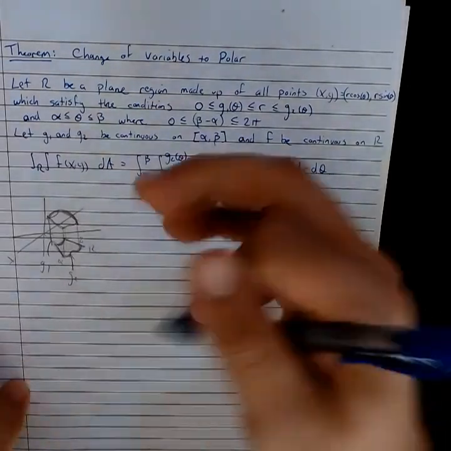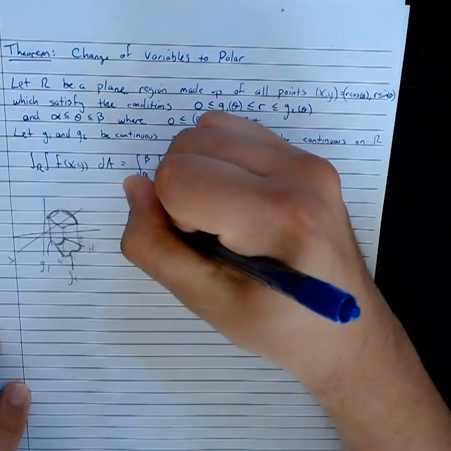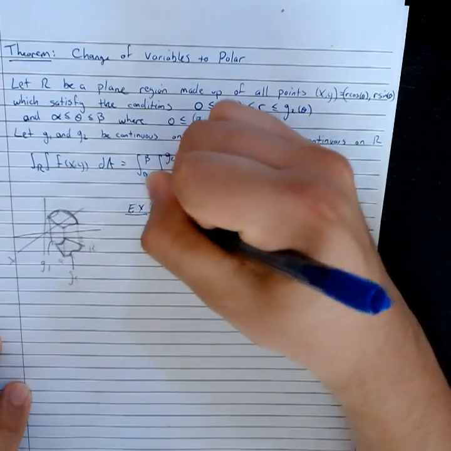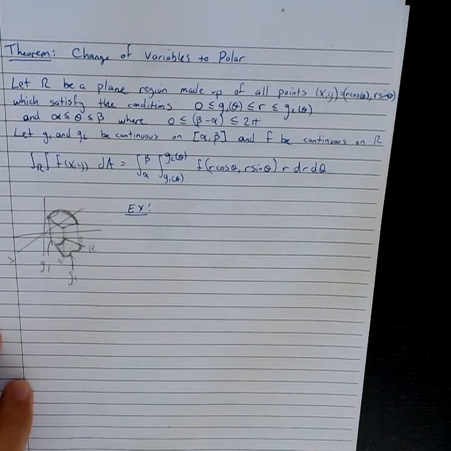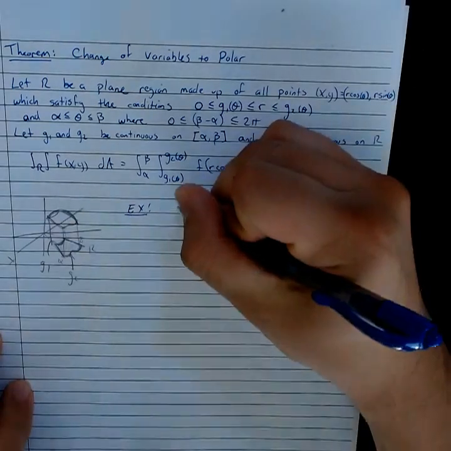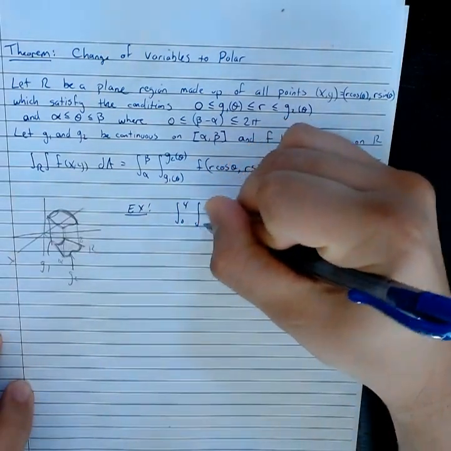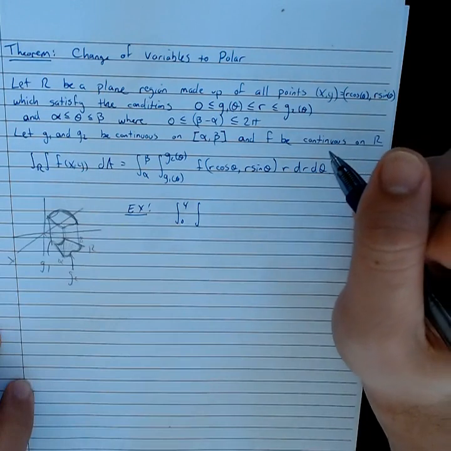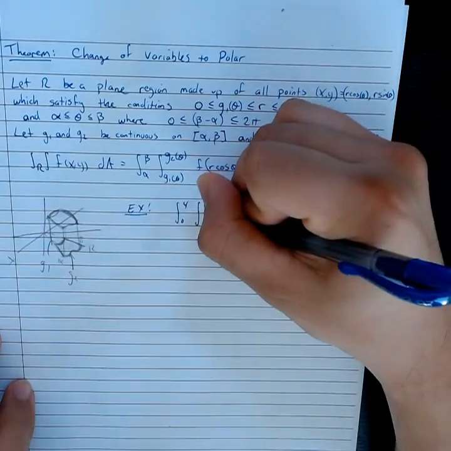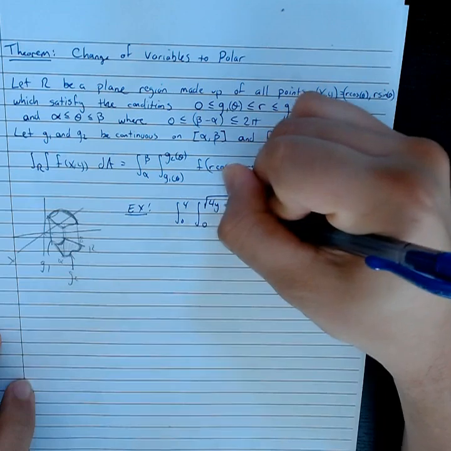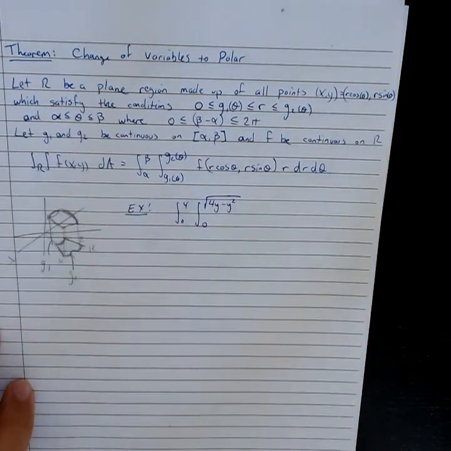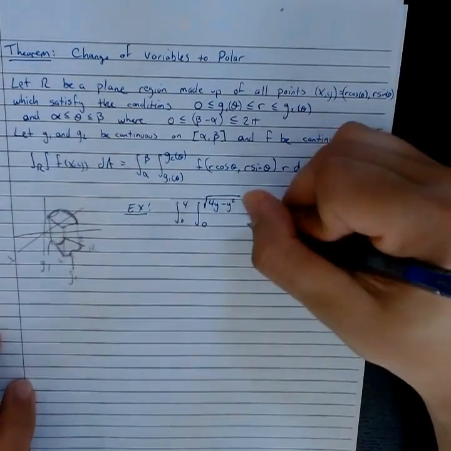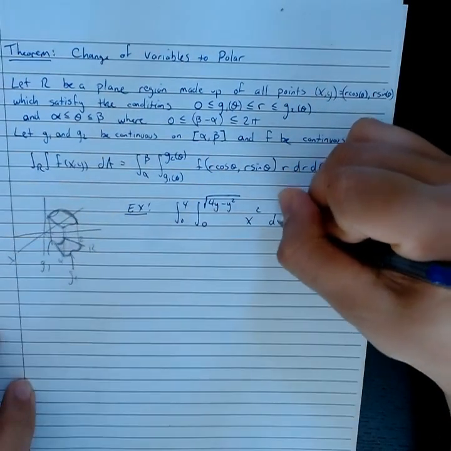So let's take an example now. Let's go ahead and integrate. Let's go ahead and try this: the integral from 0 to 4 of the integral from 0 to the square root of 4y minus y squared of x squared dx dy.